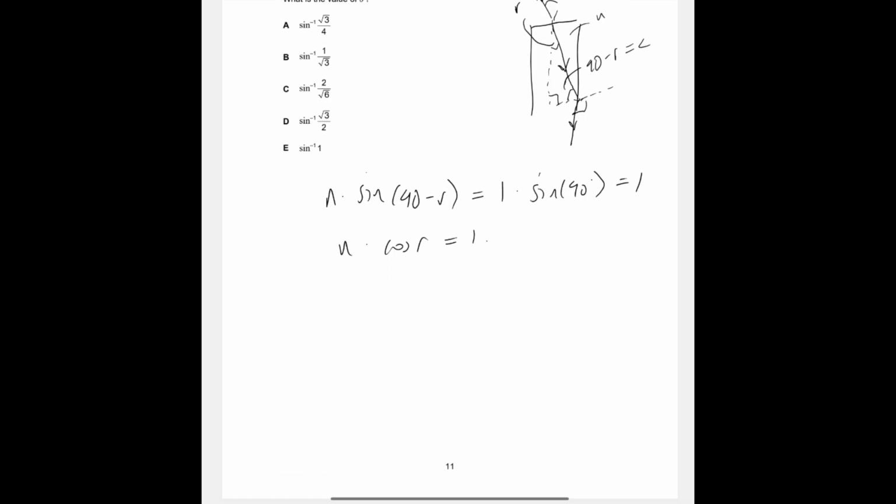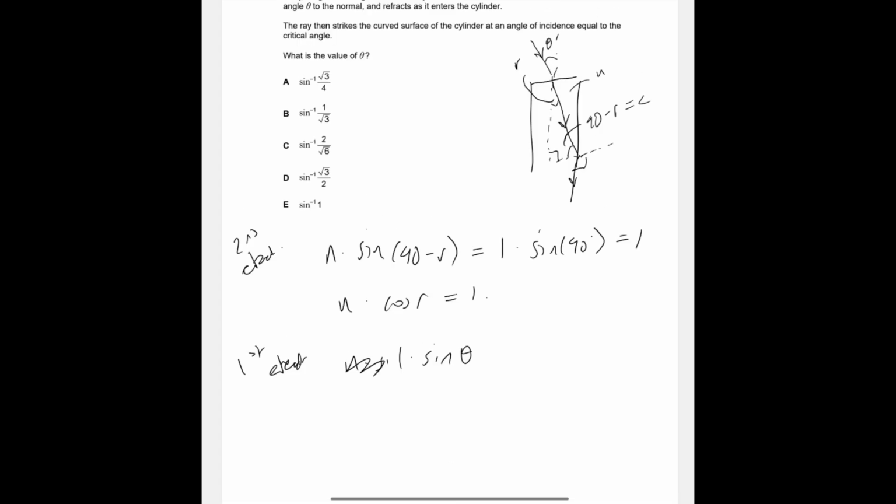And then at the start, so that means at the first refraction, so that's the second refract. First refraction, we get 1 sine theta equals n sine r.